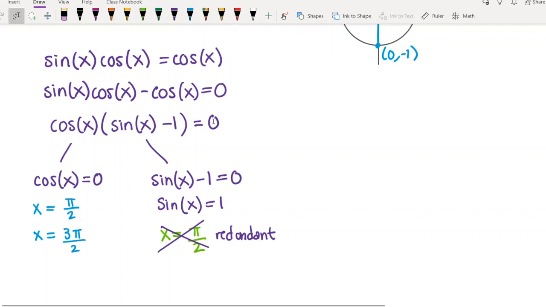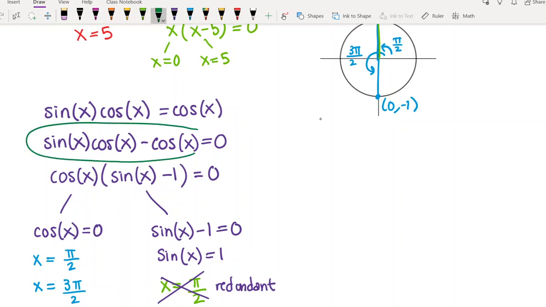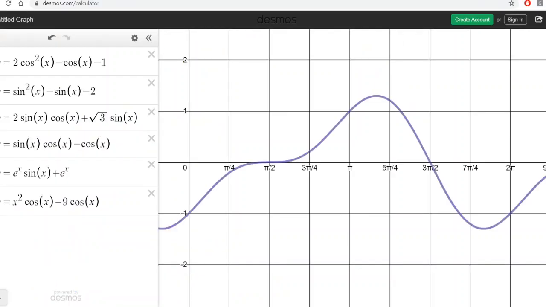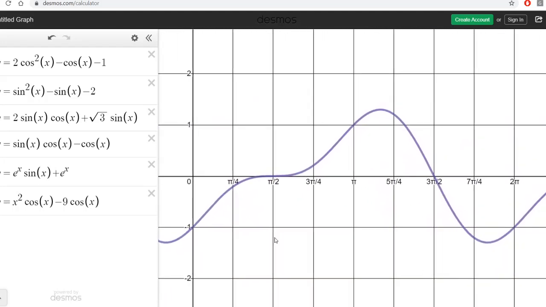All right, let's look at this graph. So when I graph this, instead of graphing the original equation, I'm going to graph y is equal to sine of x times cosine of x minus cosine of x, so that we can see where that function is equal to 0. So that is this one. Again, got some interesting waves going on here. So we can see that we get a solution at pi over 2 and 3 pi over 2. And those are the only two places where this function equals 0, between 0 and 2 pi.